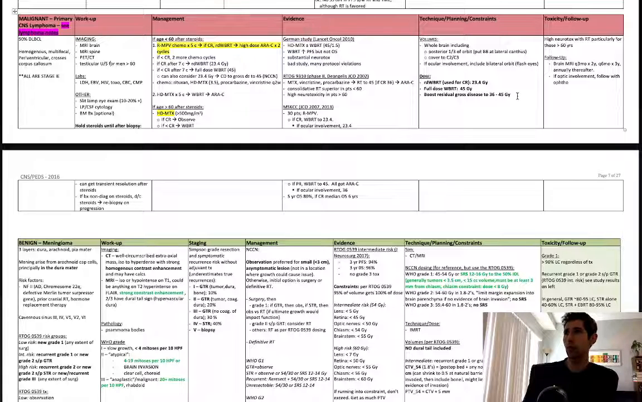Dose, reduced dose whole brain radiation used for complete response is 23.4. Full dose whole brain is 45 gray. Boost residual gross disease, 36 to 45 gray. Toxicity and follow-up, there's high neurotoxicity with radiation, particularly for those greater than 60. Follow-up brain MRI every 3 months times 2 years, every 6 months times 3 years, and then annually thereafter. If there's optic involvement, follow with ophthalmology.